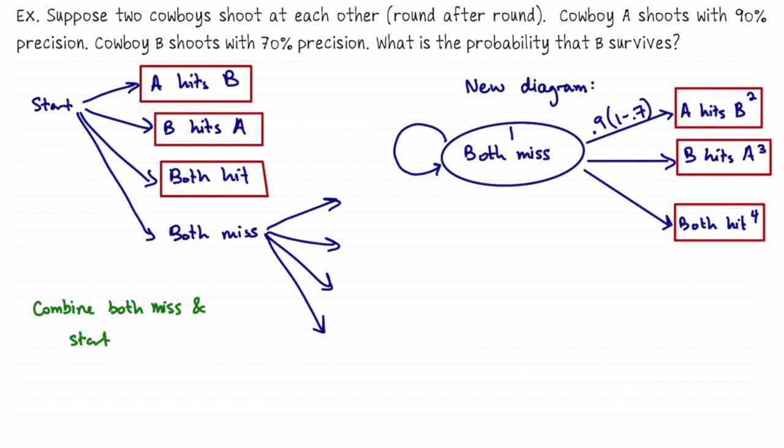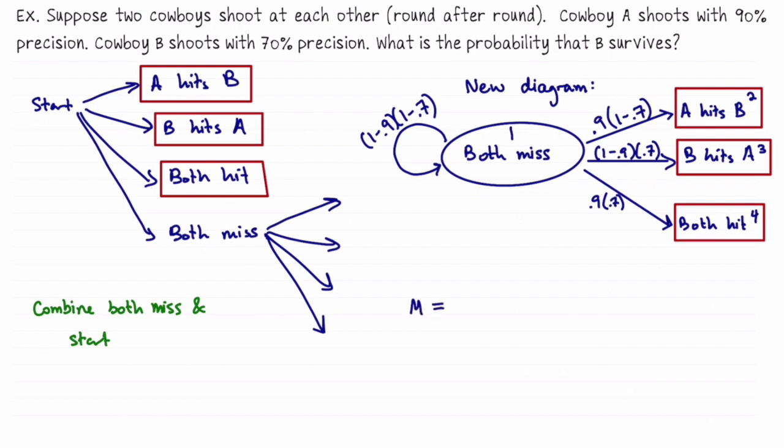B hits A but A doesn't hit B is 1 minus 0.9 times 0.7. Both hit is actually 0.9 times 0.7. Both miss is going to be 0.1 times 0.3, or 1 minus 0.9 times 1 minus 0.7. Okay, so those are the probabilities for our matrix. Let's go ahead and make that matrix, and then we'll finish the problem in Matlab.